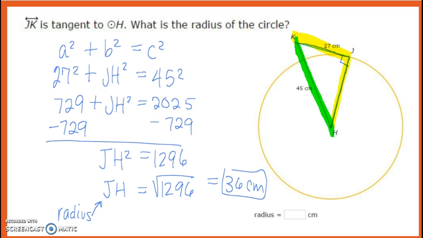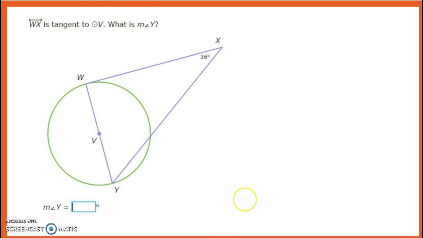All right, we've got 2 more questions to get through, and then in the next recording, we'll take a look at our second theorem. So here we have WX and it's tangent to circle V. We want to find the measure of angle Y. Well, if WX is tangent to the circle, then these 2 segments form our 90-degree angle.